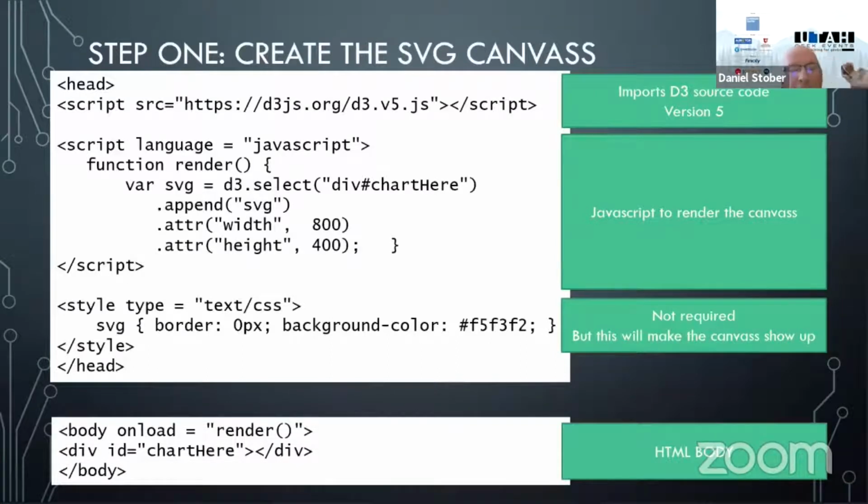Okay, and then here's the body of the web page, and you see that when the page loads, it calls my render function, and then I have a div tag with an ID, and so that's essentially where the SVG is going to be rendered. It's going to be inserted into the DOM as a child of this div tag right here.